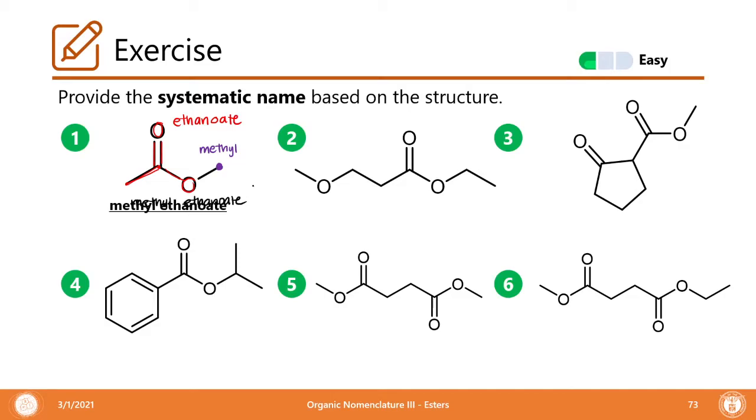Okay, methyl ethanoate. There we go. Methyl ethanoate. Okay. Now for the next one, we have our ester here.